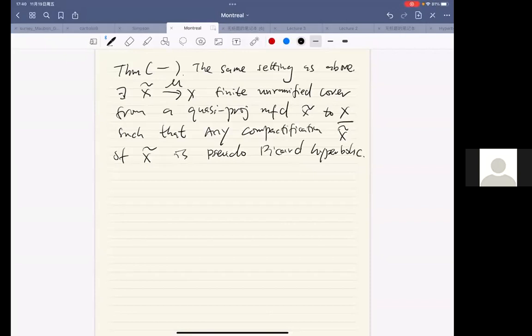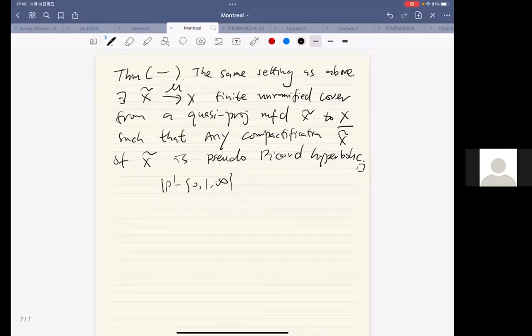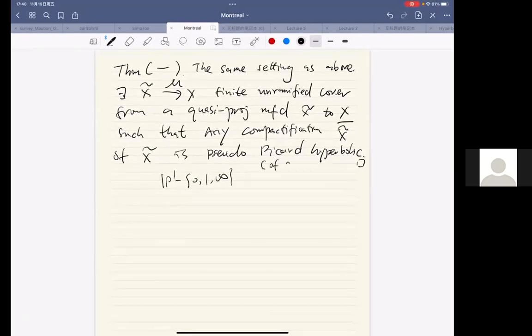You have to pass into the unramified cover. For instance, for P1 minus 3 points, its compactification is only P1, which is not hyperbolic. But if you pass into some covers by adding some level structures, then you can achieve this. There will be higher genus; its compactification will be higher genus curves, and then it's always hyperbolic. So this is the stronger theorem actually. It's not only pseudo Picard hyperbolic; it's of general type, so its compactification is also of general type.